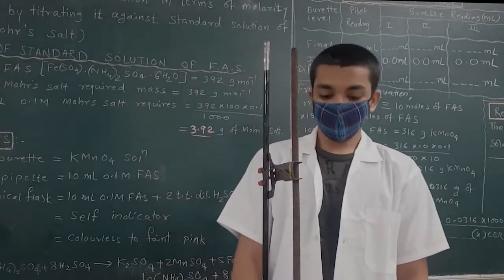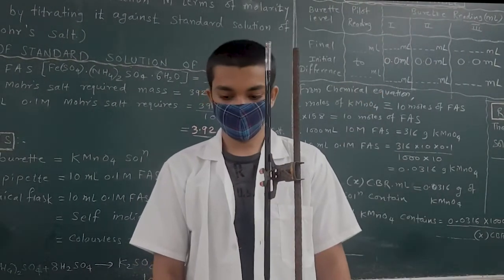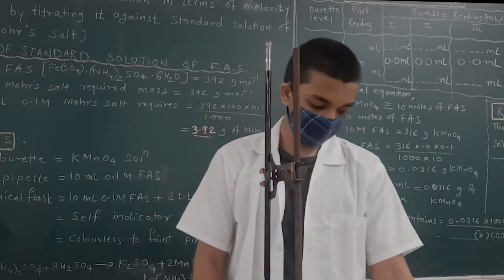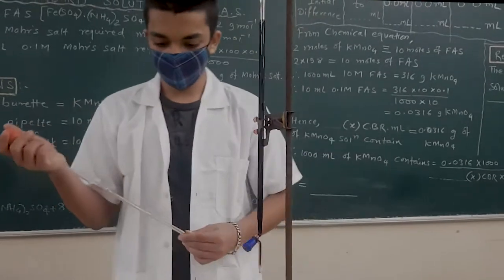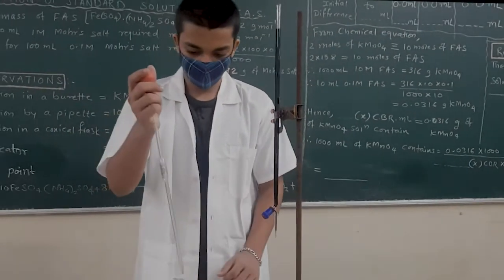Now the next part will be the washing of the pipette. The pipette is already washed with water. The second part will be rinsing of the pipette with ferrous ammonium sulfate.